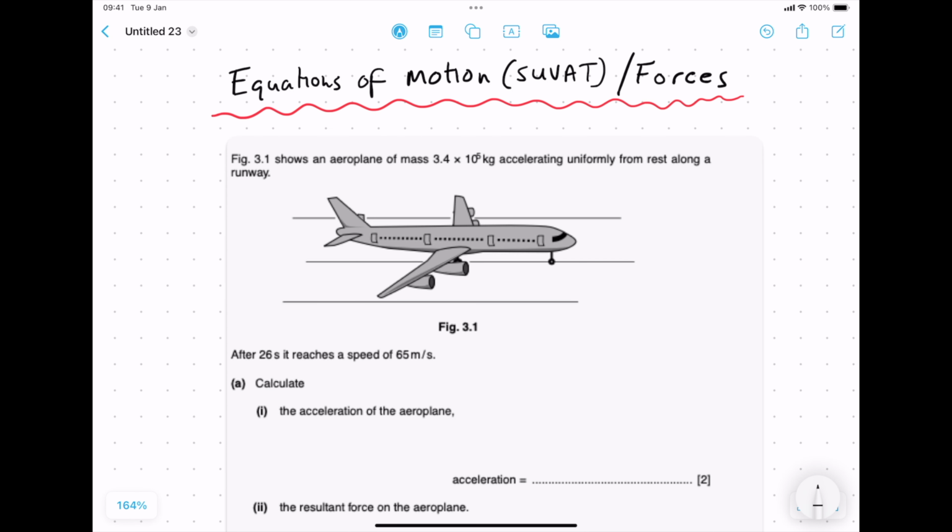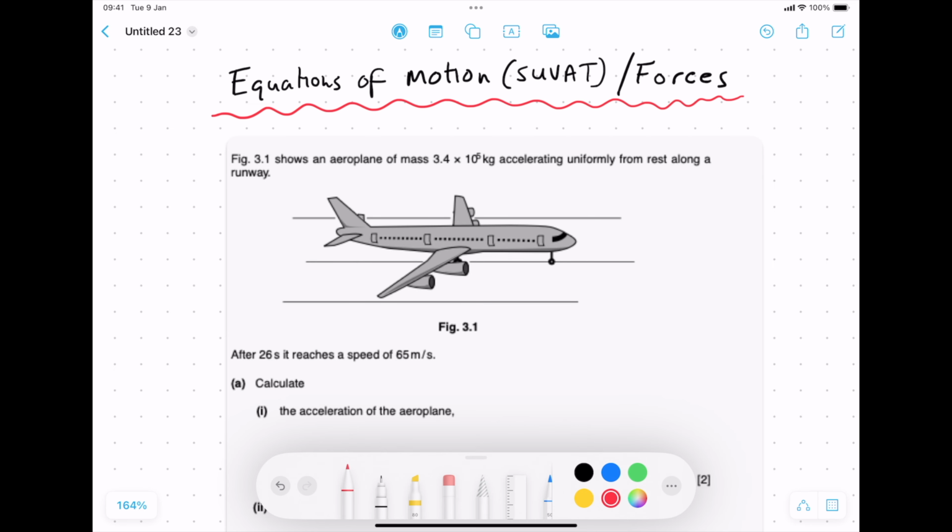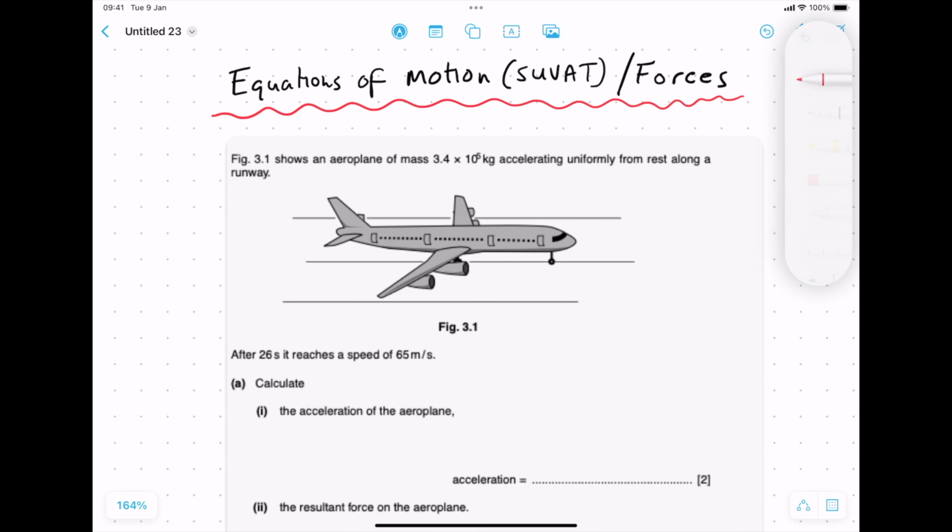So figure 3.1 shows an aeroplane of mass 3.4 times 10 to the 5 kilograms accelerating uniformly from rest along a runway. After 26 seconds, it reaches a speed of 65 meters per second. Calculate the acceleration of the plane.